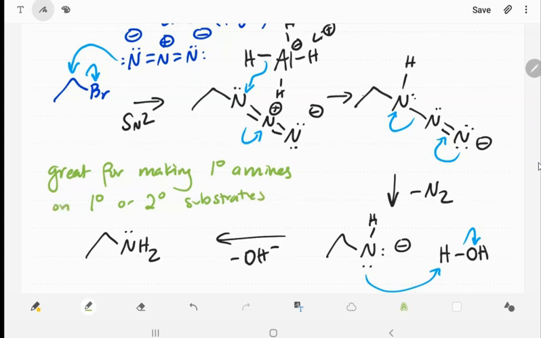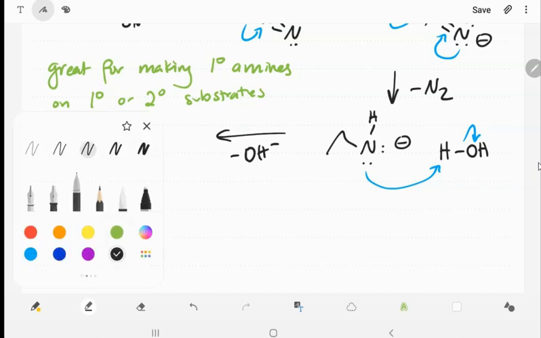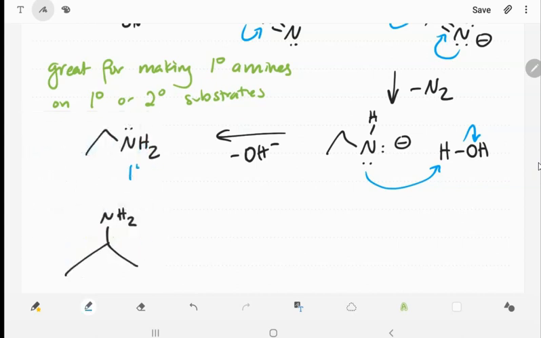So it's going to go ahead and attack a primary or secondary substrate, and it'll make a primary amine. Because your azide does not have any carbons on it, it's always going to be a primary amine. Remember that for amines, primary means a different thing than it does for something else. Because remember, this is still a primary amine on a secondary carbon. This top one is a primary amine on a primary carbon. This is a primary amine on a secondary carbon.